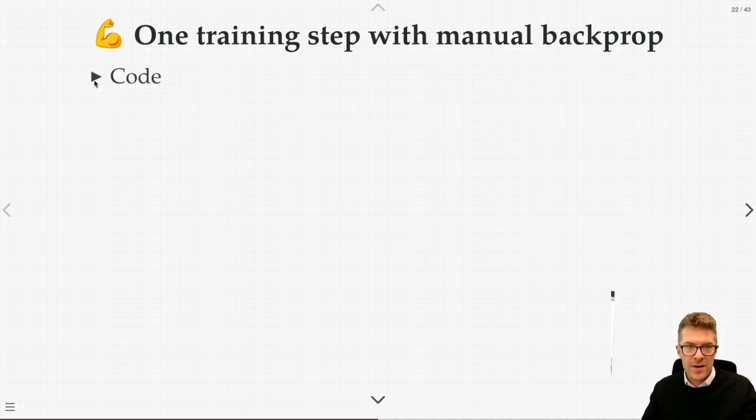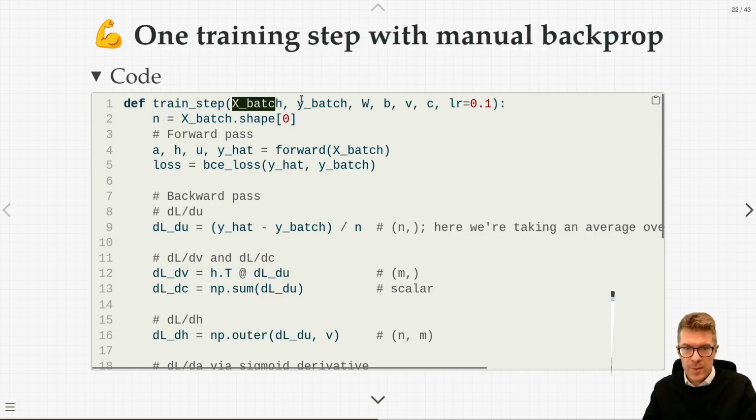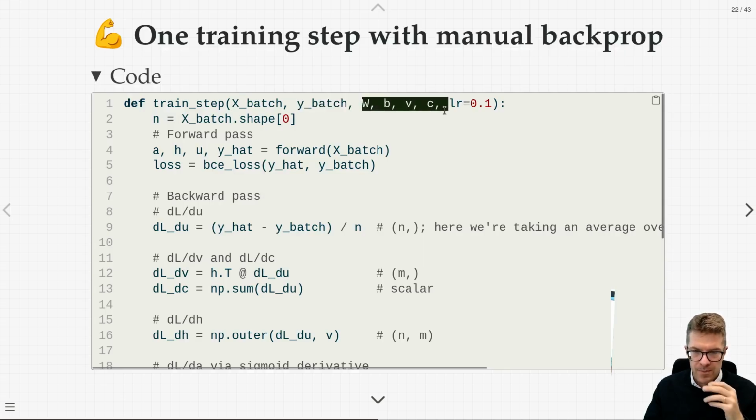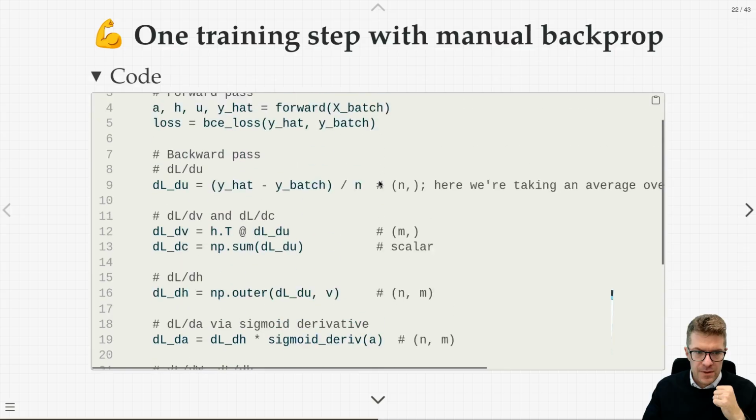So we're going to do one training step with manual backpropagation, and that's what it looks like here. For one training step, we'll have a batch now, which I warned you about, which will have a few input variables, n of them, a few y's in the batch, and then all of the intermediate values, like the weight vector, the bias, everything that we had before. And LR is the learning rate.